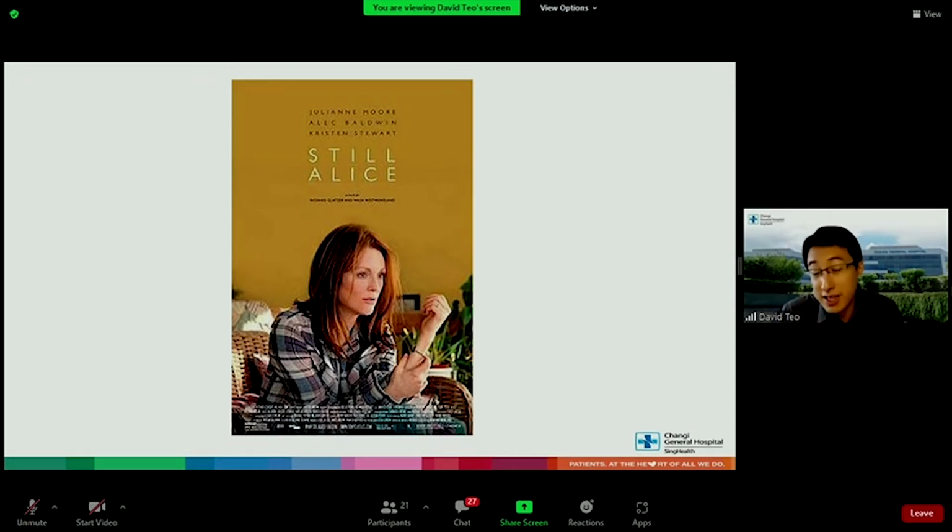But this final scene is that of her youngest daughter, who was initially kind of estranged from her, who eventually became her main caregiver. I think it's an extremely poignant scene that I would like to show you. So just give me a moment, and I hope I can put this up.